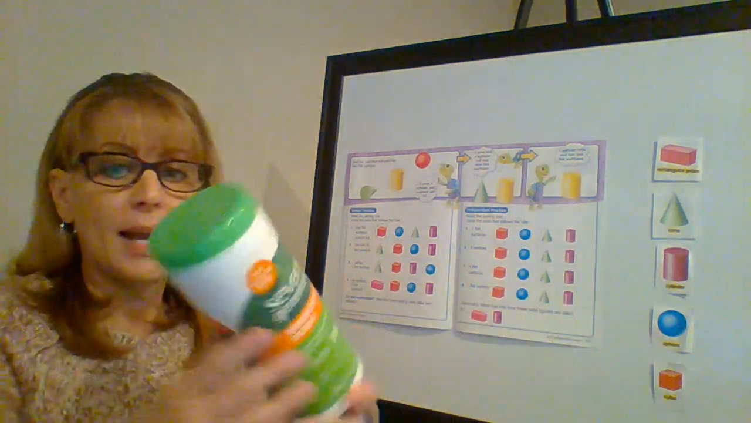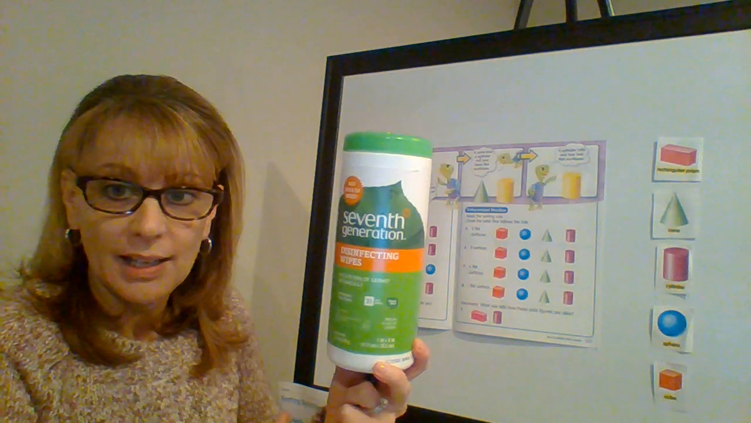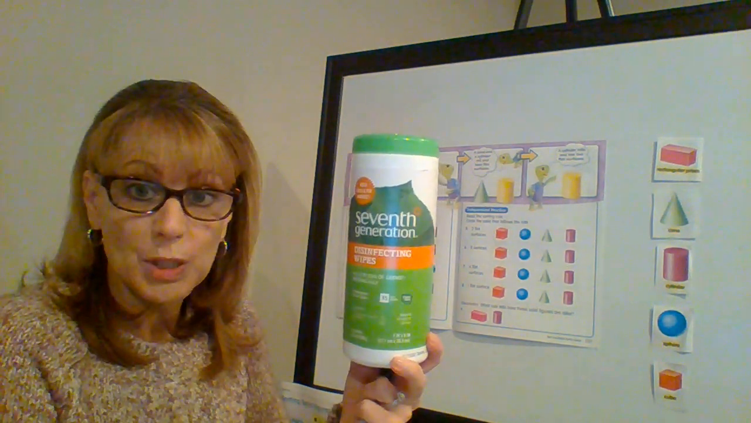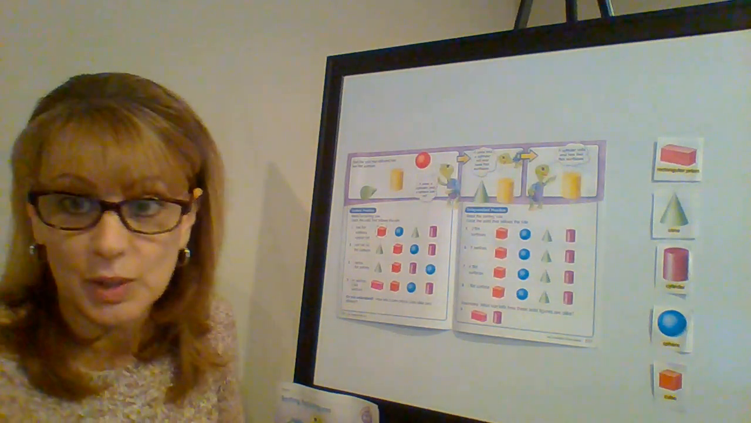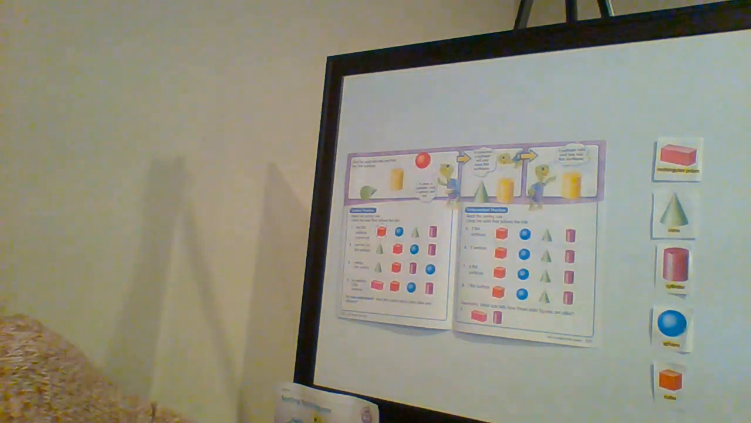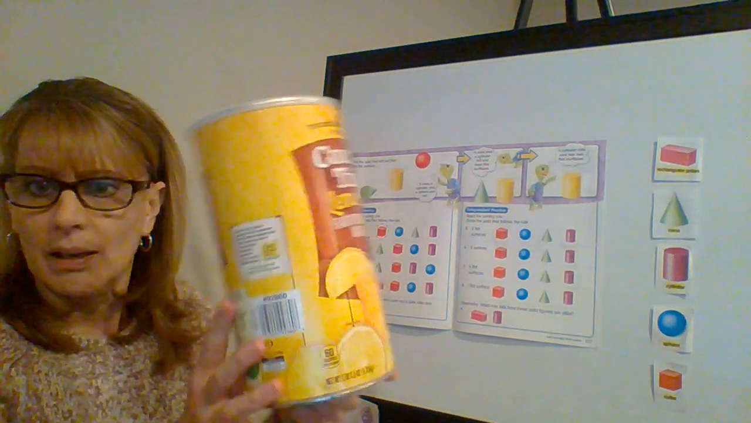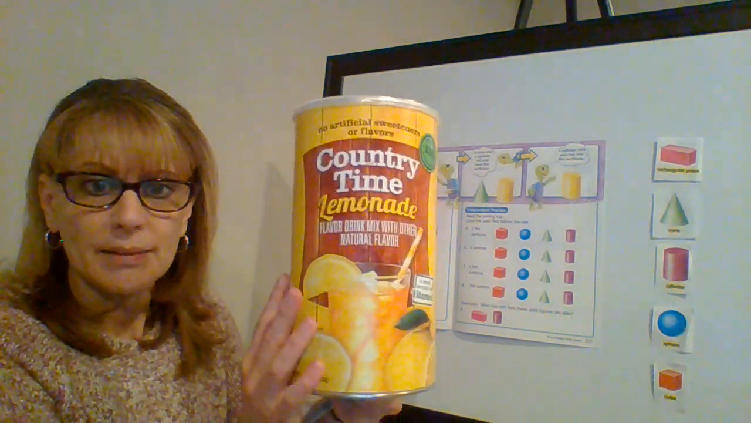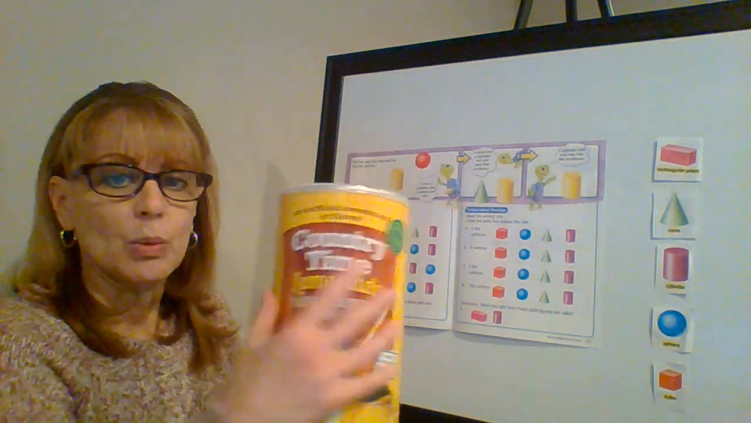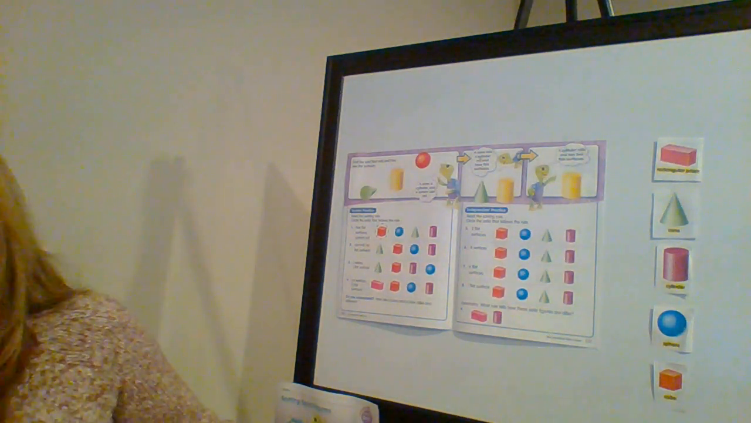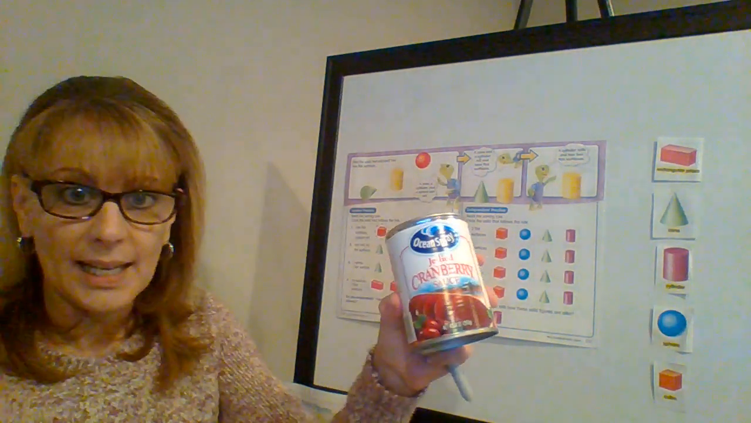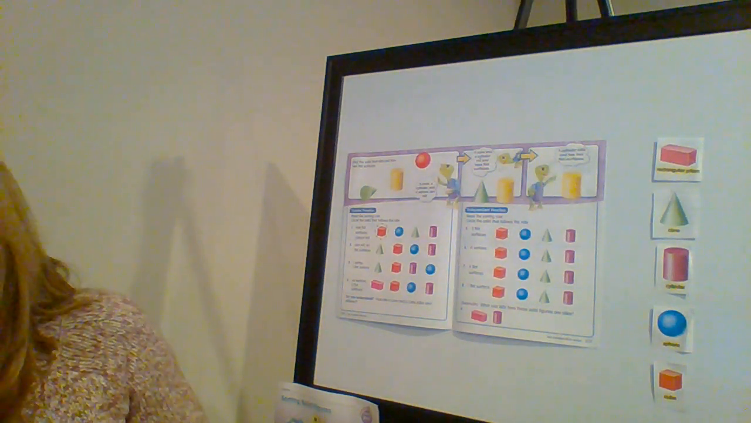Cylinder, I bet a lot of you have wipes, Clorox wipes, or some kind of antibacterial wipes that you've been using during this virus. I found this, I didn't even know I had it. Again, a cylinder. It will roll, flat top and bottom. Of course, I have my can that I showed you last time.